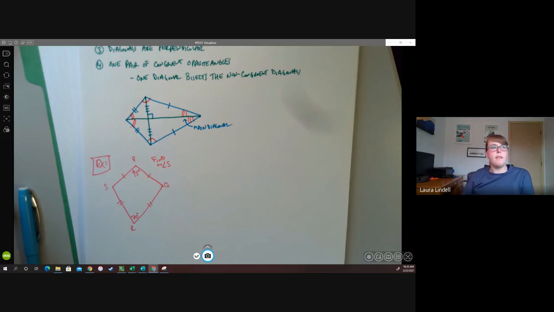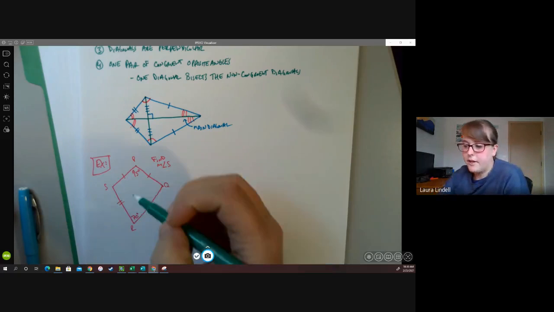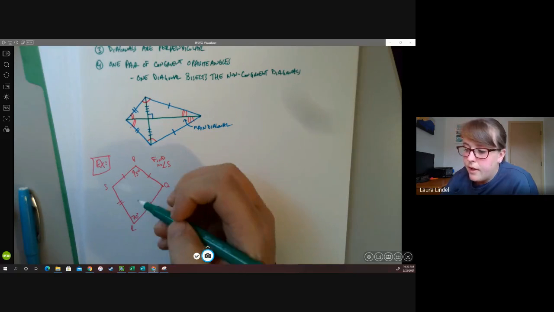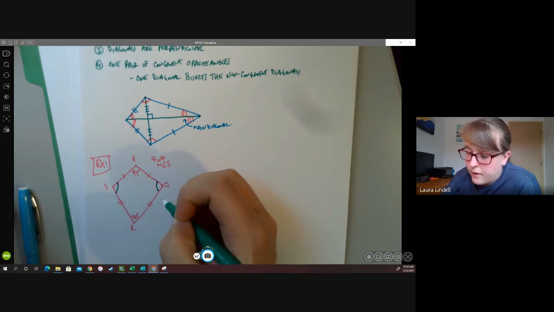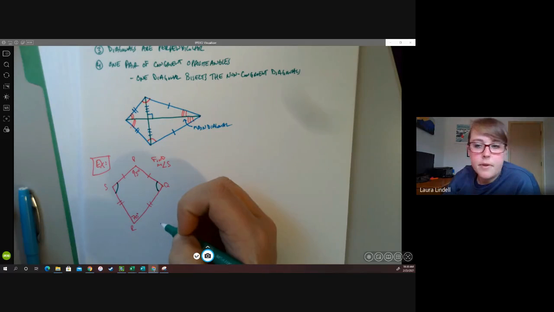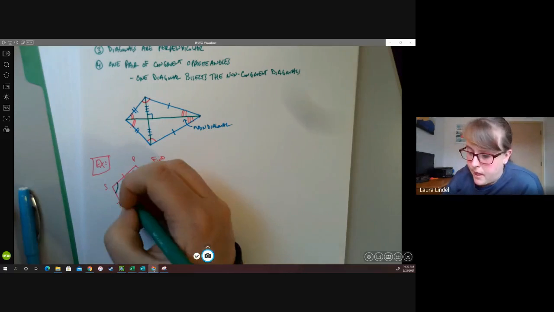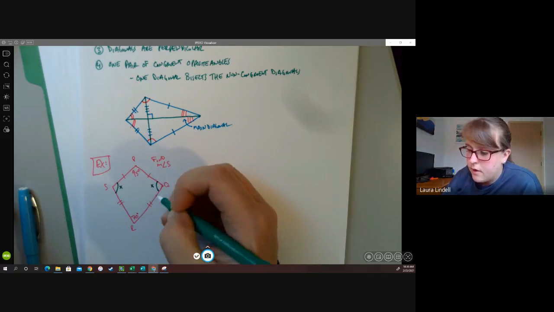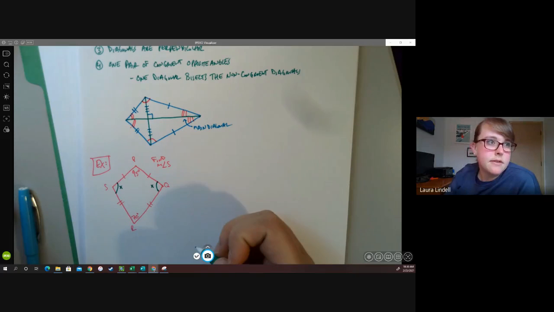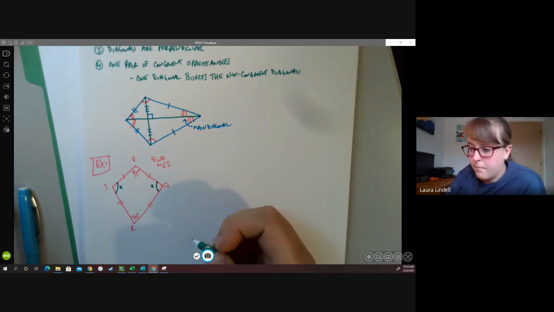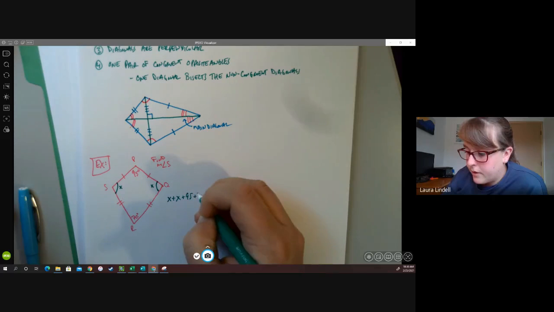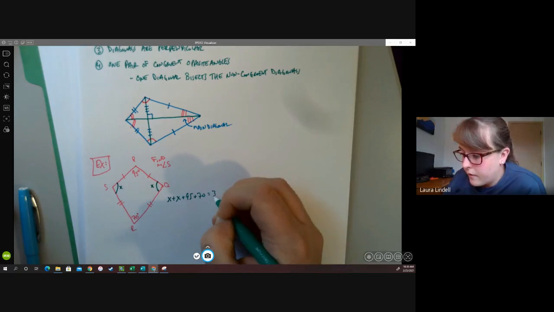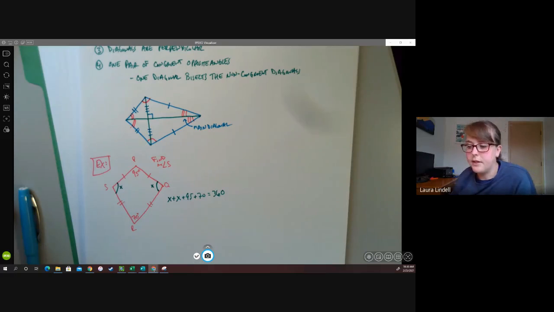Yes, all four angles together add to 360. And since this is a kite, we know that these two angles will be the same, so I can call them both x. So the equation I'm going to set up is x plus x plus 95 plus 70 equals 360.